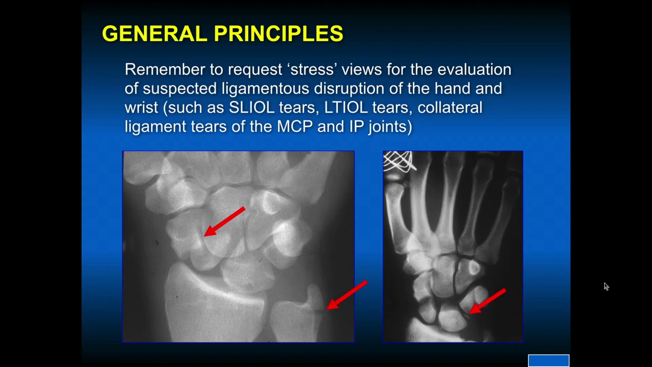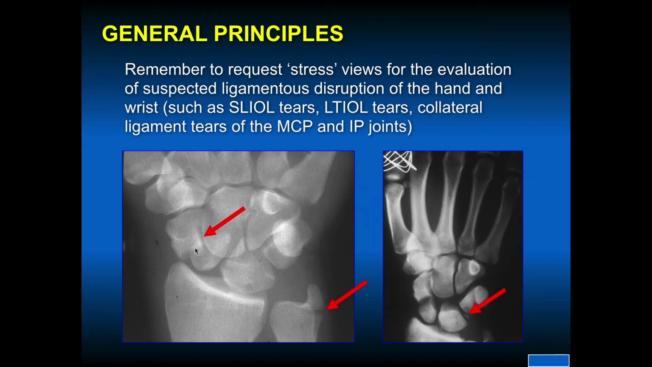Remember to get stress views for the evaluation of suspected ligamentous disruption of the hand and wrist. These stress views are good to get of both sides and compare the distances between the bones of the wrist. You can see both of these.